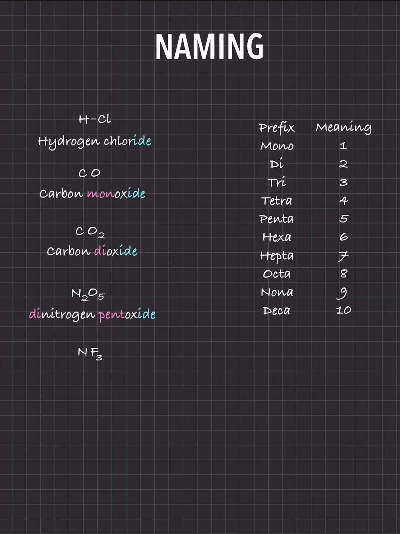Now, let's try NF3. Again, you're not going to put mononitrogen. No, you leave it alone, just put nitrogen, and then you have 3, and then you have 3 what? You have 3 fluorines, right? So you're going to put nitrogen trifluoride. You're not going to put trifluorinide or something weird. It's going to be trifluoride, okay?